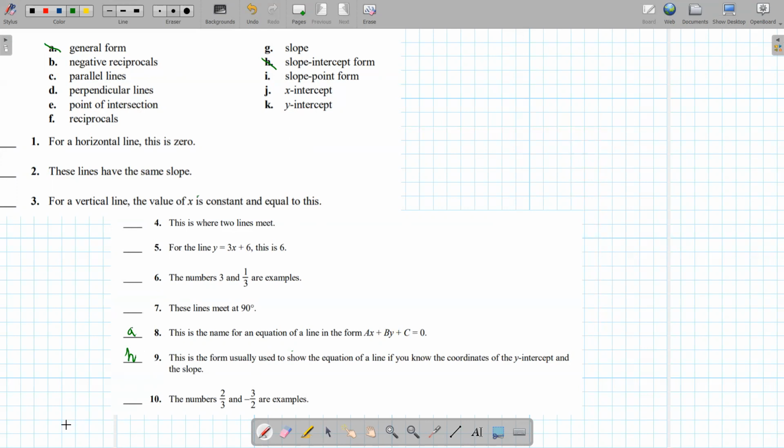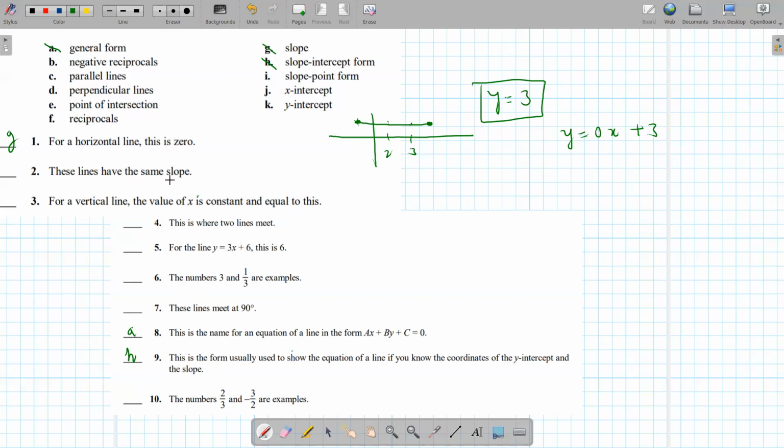Which one should we attack next? For a horizontal line, this is 0. Horizontal line means this. What is 0 for a horizontal line? X? Not X. No, M. Y equals 3 is an example of this, right? X cannot be 0. Look at this. At this point, X is like 3 or something. At this point, X is 2. It's not the X that's 0. It's the slope. The M. Oh, okay. The M is 0, okay? So for a horizontal line, this is 0. That's the slope, G.